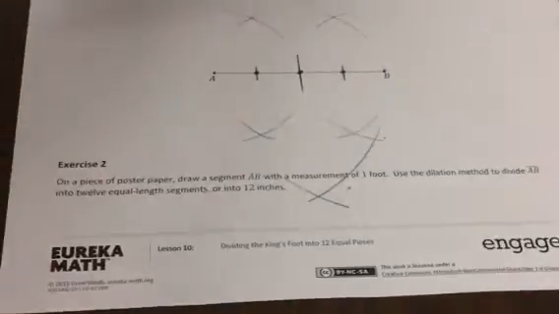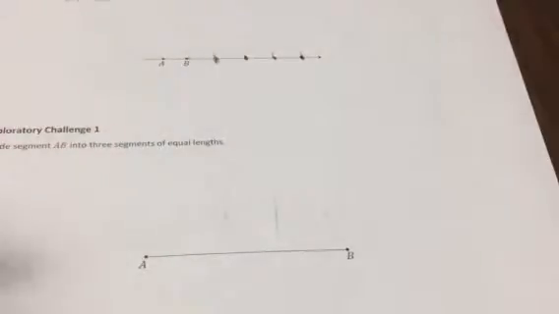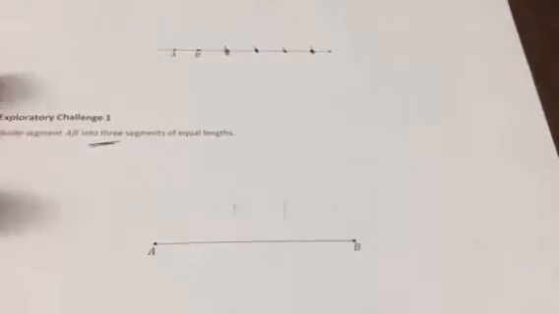But let's move on to exploratory challenge number 1. So this is an odd number. So hopefully you see that. They want this into 3 equal segments. So we cannot just do the perpendicular bisector. So we have to do a lot more. So watch me, all right?